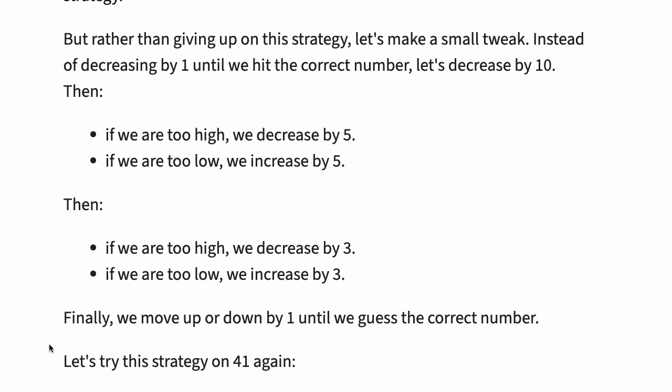But rather than giving up on this strategy, let's make a small tweak. Instead of decreasing by 1 until we hit the correct number, let's decrease by 10. Then, if we are too high, we decrease by 5. If we're too low, we increase by 5. Next, if we're too high, we decrease by 3. If we are too low, we increase by 3. Finally, we move up or down by 1 until we guess the correct number. Let's try this strategy on 41 again.